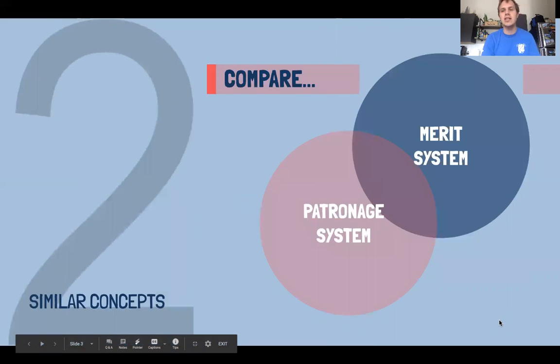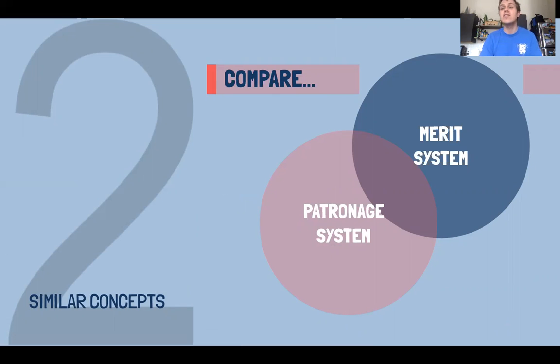2 really similar concepts that you're going to need to be able to compare and contrast are the ways of selecting bureaucrats. There's the merit system and the patronage system. Look out for how presidents use these 2 systems, when one system was more common than the other, and which system we lean toward today, and also the justification for that system.